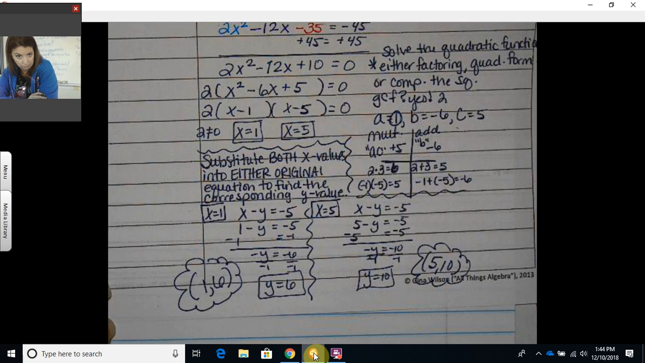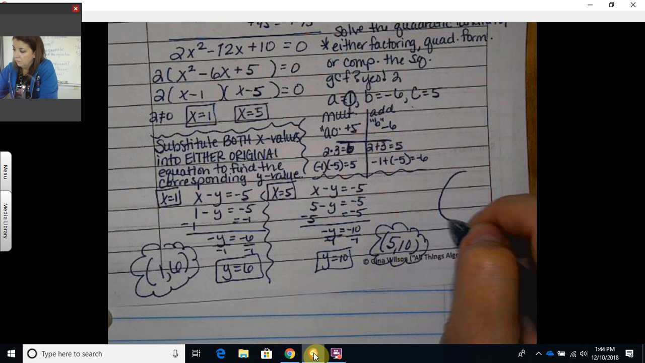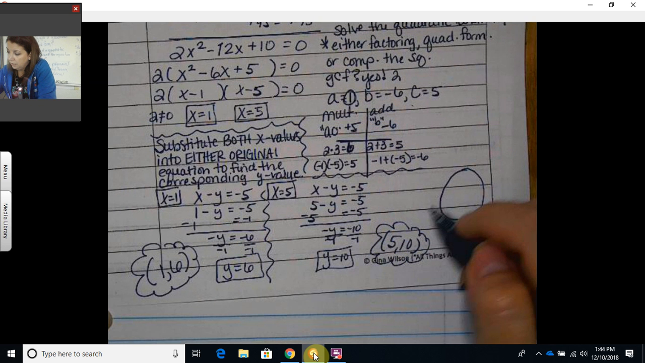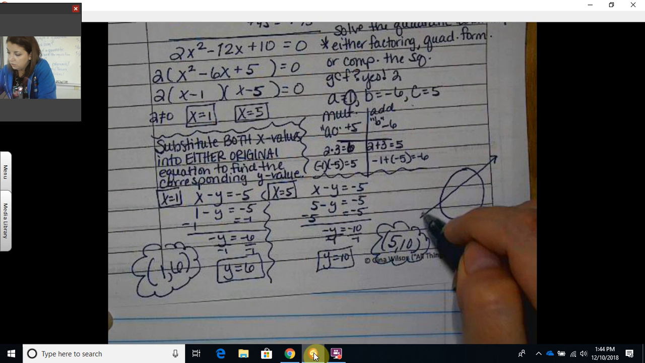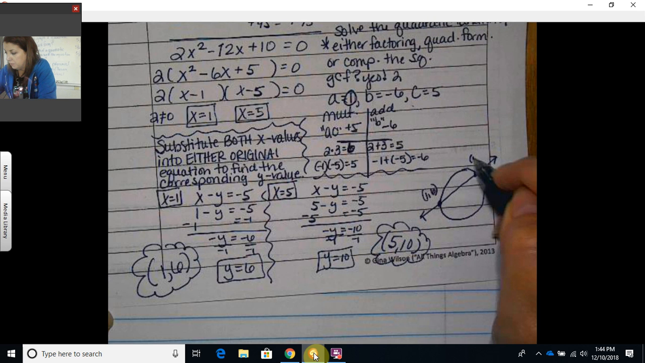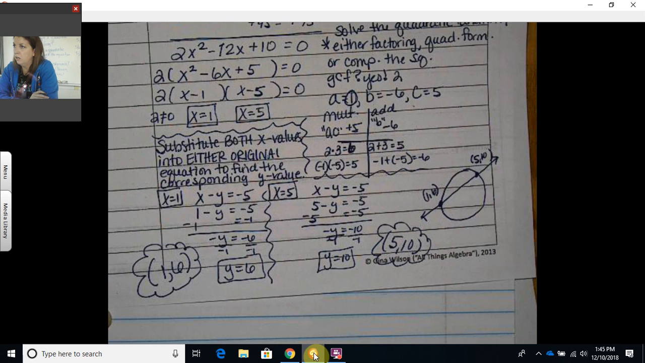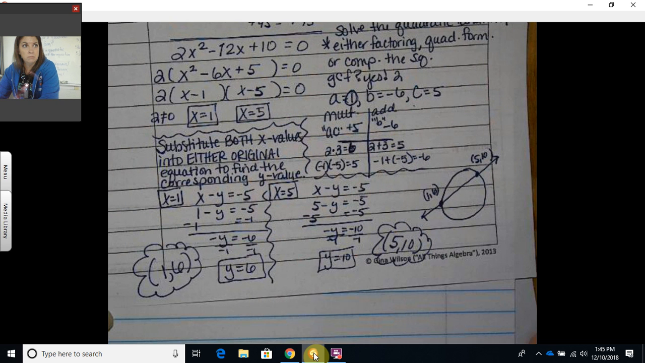So if I were to graph this, I would have a circle and my line would intersect it at 2 places. So this would be like 1, 6 on the graph, and this would be like 5, 10. Could you have more than 2 solutions when you have a system with a circle and a line? Is this line going to bend and turn around and cross the circle again? No. Could you have just one solution? Yes. How would it be that you only had one solution? It's like on the edge of the line.